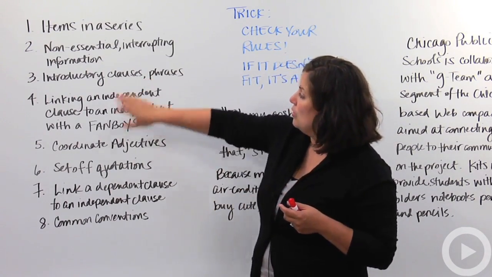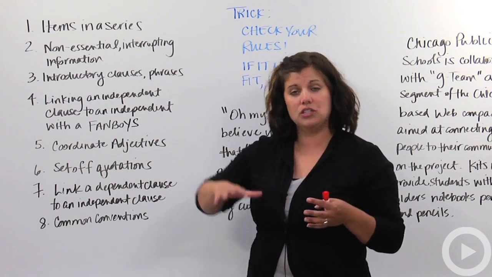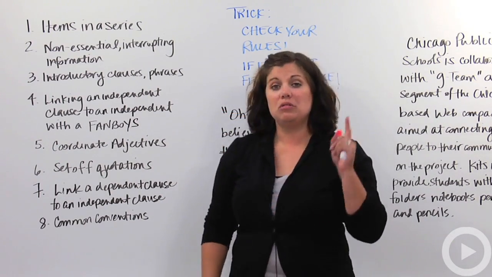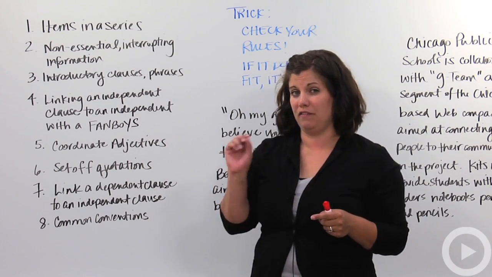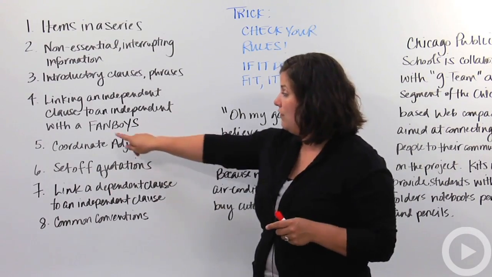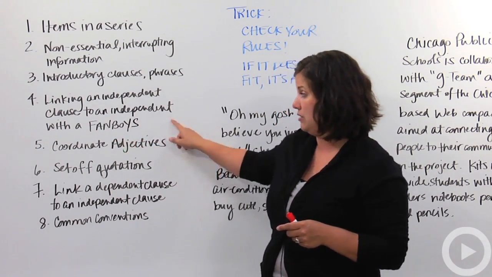The third rule, when you lead into a sentence with an introductory clause or a phrase, set that off with a comma. Then the fourth rule, when you link two independent clauses together using one of those coordinating conjunctions, a FANBOYS: for, and, nor, but, or, yet, or so, if you're going to include that FANBOYS, you've got to throw a comma in front of it. So that's a mode of linking those together.